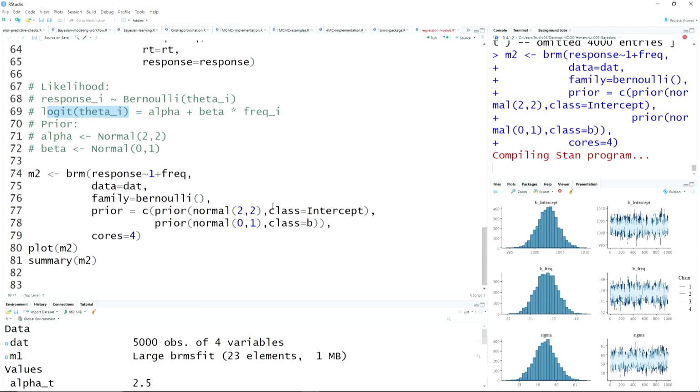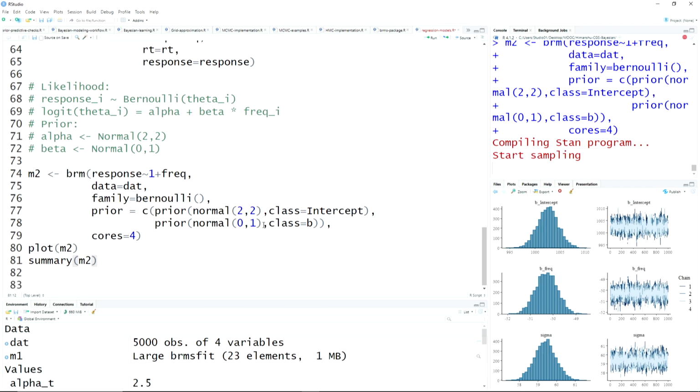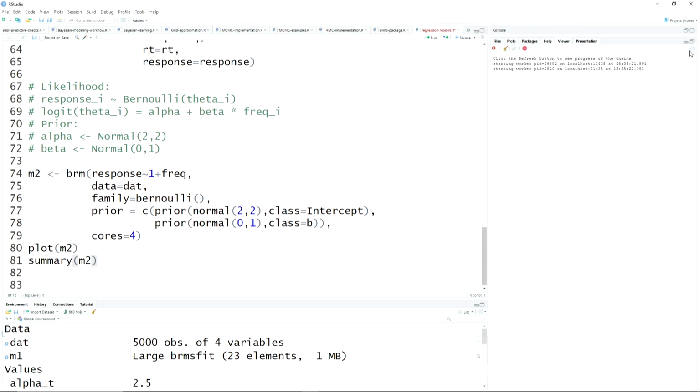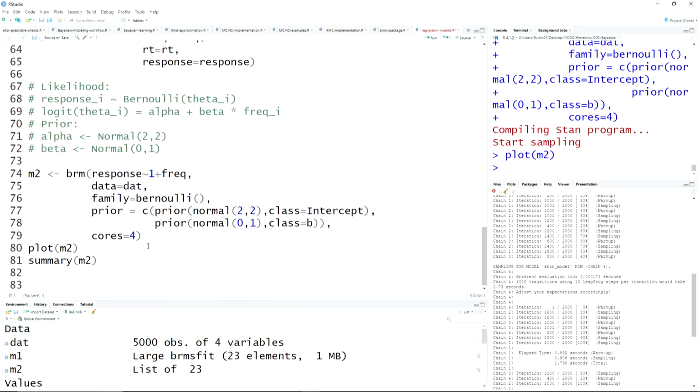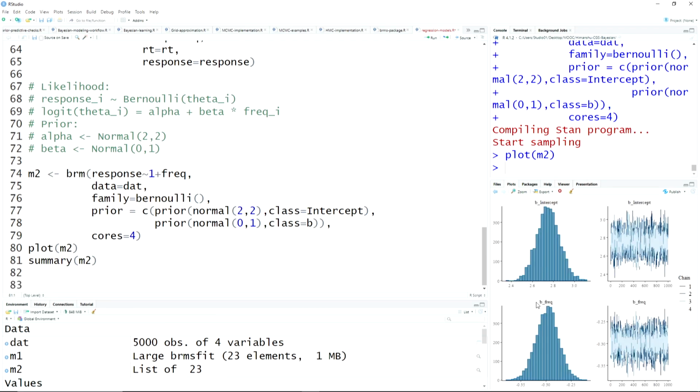So that's why the intercept we are defining is somewhere between -2 and +4, and beta is somewhere between -2 and +2. This is reasonable. It's quite uninformative, but it's reasonable. So it has started sampling and it's done. It was very fast. Let us see. Let us inspect the chains first. Chains are mixing well for both intercept and the effect of frequency.